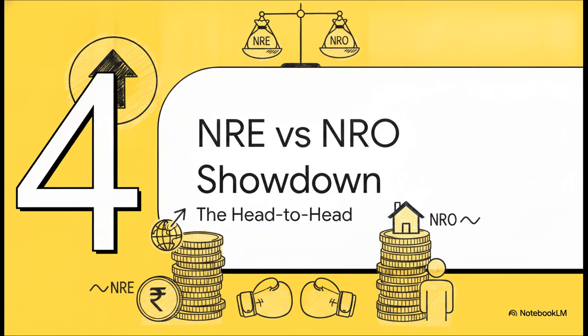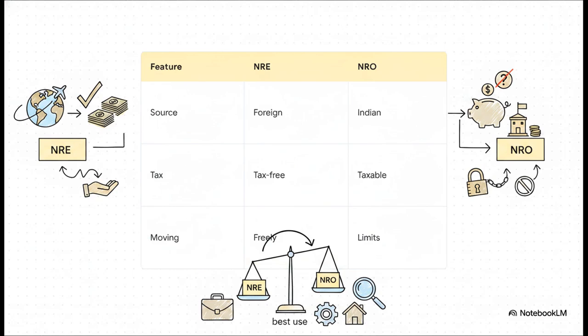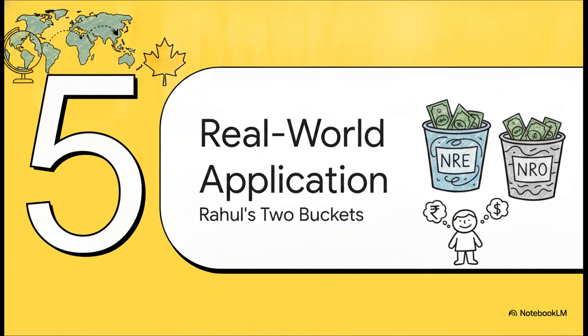Okay, on to Section 4, the NRE versus NRO showdown, head-to-head. Putting them side by side like this really hits the nail on the head. Notice how the source of your funds literally dictates everything else. Foreign income goes to NRE, where it's tax-free and freely repatriatable. Indian income goes to NRO, where it's taxable and subject to RBI limits. So the big takeaway here is that one account isn't magically better than the other. It's all about best use. NRE is your tool for saving overseas earnings, while the NRO is your tool for managing Indian income. Concepts are great, but let's see it in action.